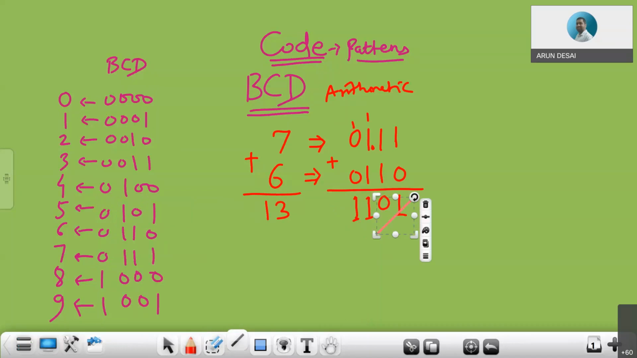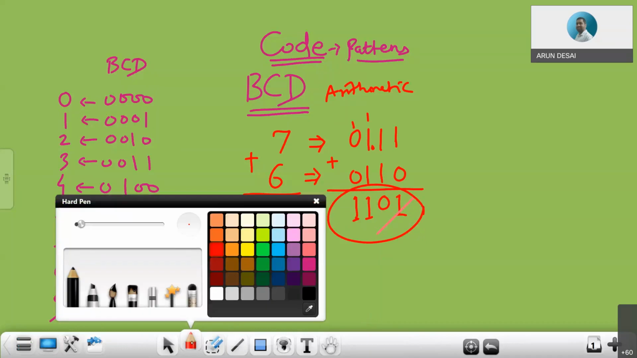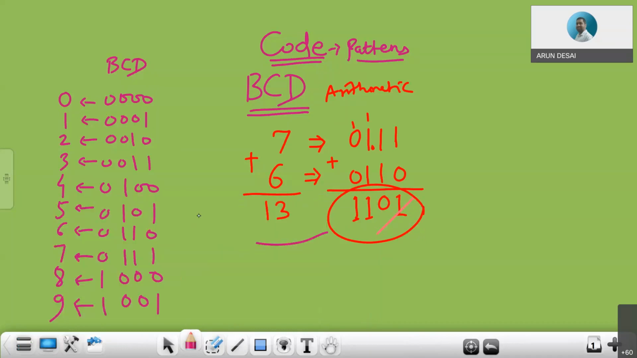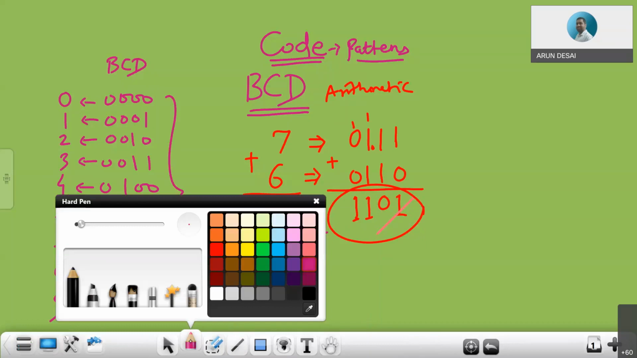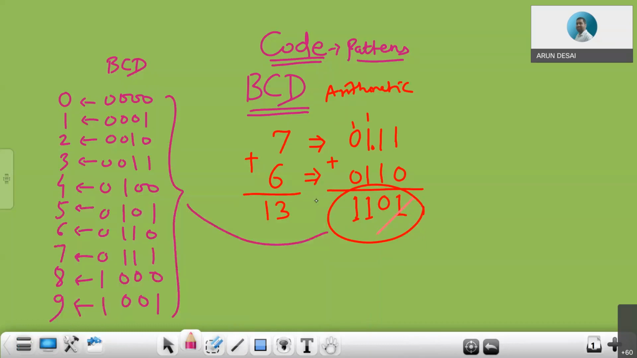with your BCD equivalent. Check this result. Is this pattern available in BCD? Is this pattern available in your BCD symbols? How many symbols are there? The pattern is not available, right?